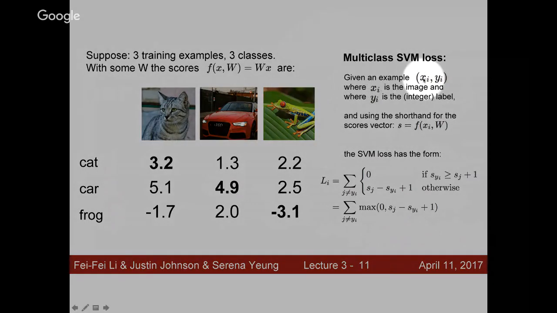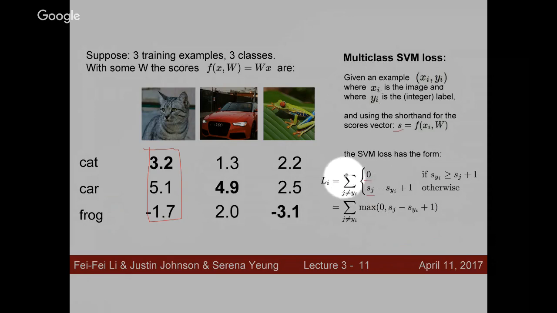So I'm looking at a training image that has the image xi and a label yi, and I'm going to create a score vector right here. This vector is going to be three long, one coefficient for cat, one for car, one for frog. You can see the output of that right here. This is the column vector that represents s for the first image. Then the SVM loss has this form. Basically they've expanded this loss function into an if-then-else statement, so there's one case and another case, and let's explain what that means.